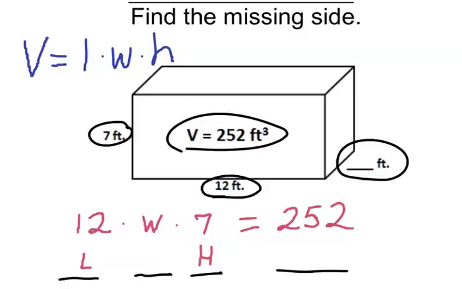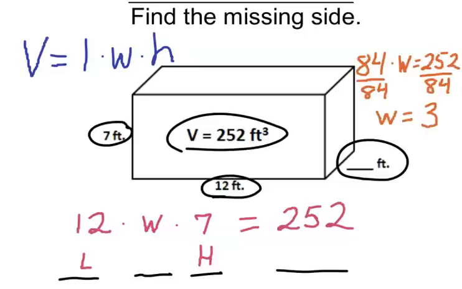All right, so we have to actually multiply 12 times 7 first. Okay, and that will give us 84. So at this point, we just have to say 84 times what number will give you 252. So right over here, we did this. 84 times W equals 252. To get W by itself, you divide by 84, okay, and that gives you 3. So W equals 3.